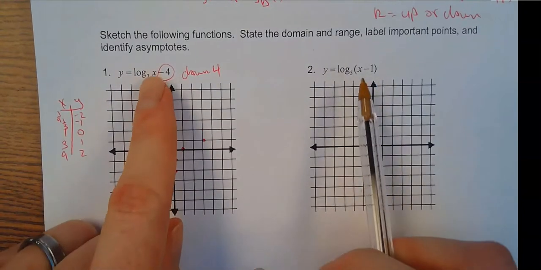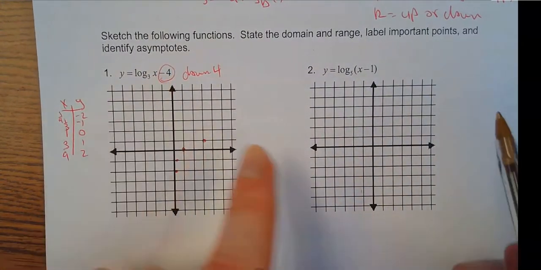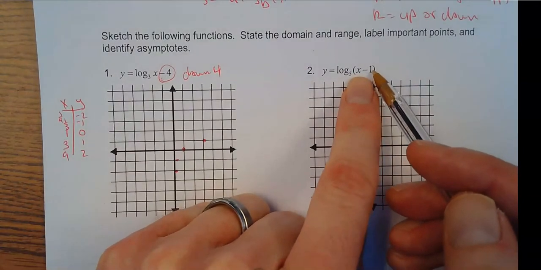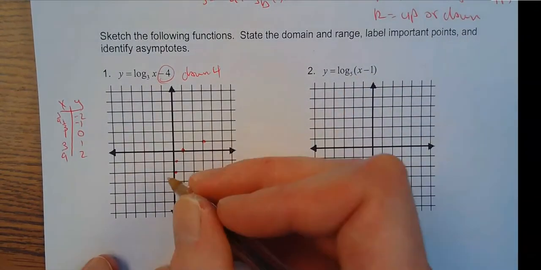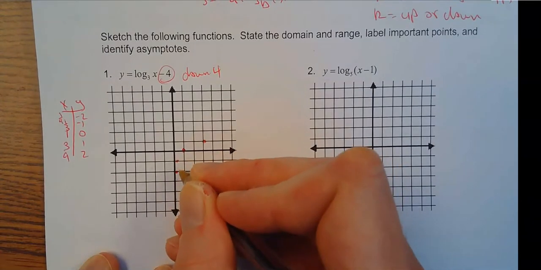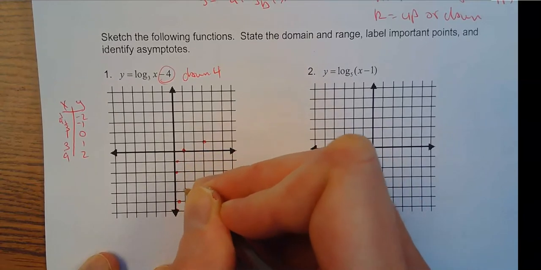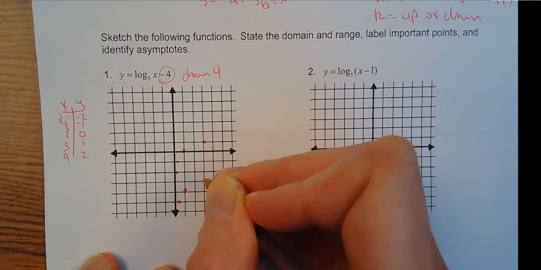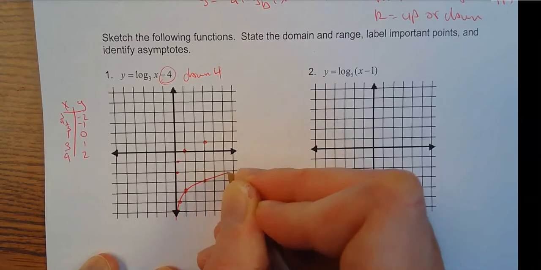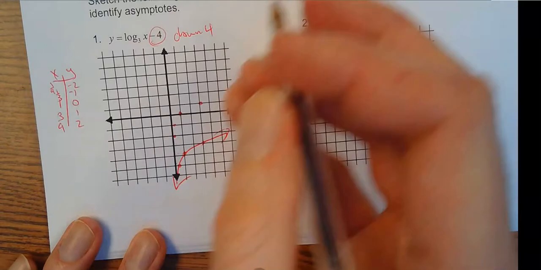Now notice the difference between these two. This was not in parentheses. That means it's not with the x, it's on the end. This is with the x, it's in parentheses. That's left and right. Okay, so all these points go down 4. So 1, 2, 3, 4. 1, 2, 3, 4. 1, 2, 3, 4. And there's my logarithm.